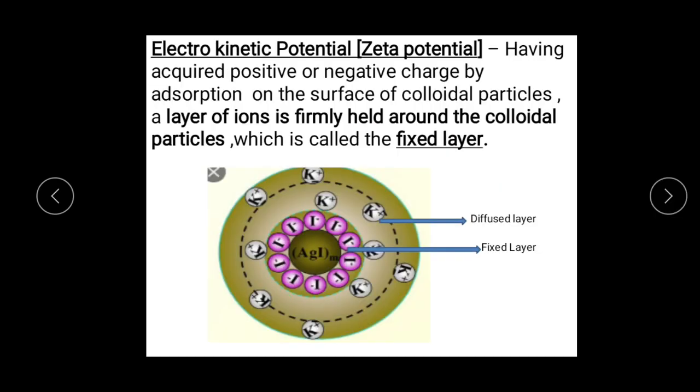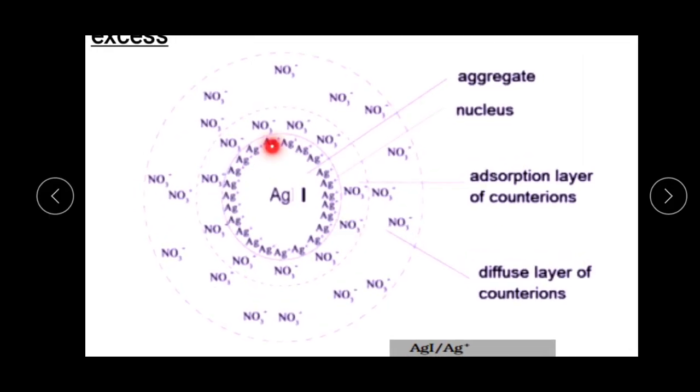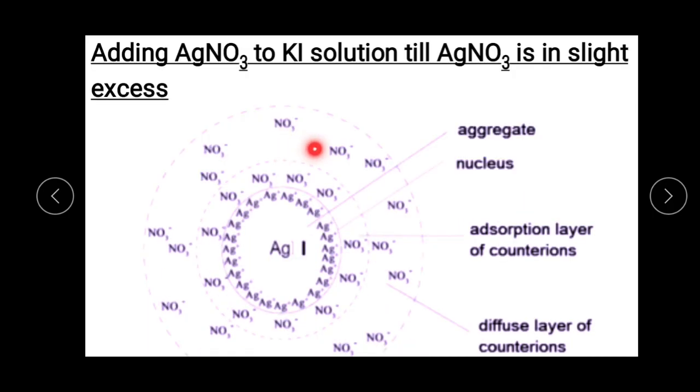Now when we look into this double layer, we can see the first layer, the iodide layer, is the fixed layer, and the potassium layer is a diffused or mobile layer. So you get two layers around the precipitate, okay. Now you can see here also you get two layers. This is the fixed layer, and this is the diffused or the mobile layer, okay.